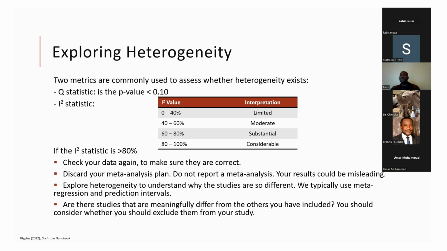Now, the reason why we check for heterogeneity is we want to know to what extent these studies are different. So if you bring together studies and then you have heterogeneity of, let me say, 82%, that's considerable heterogeneity. That means something has happened. There are one or two studies there, or even three, that are entirely different.